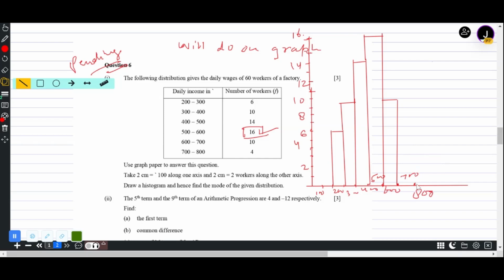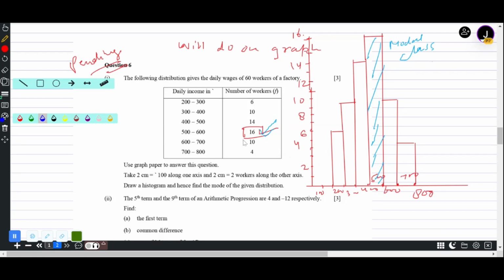What is the mode? Mode is something that appears again and again in a data distribution. Something which has maximum frequency, which has frequent reoccurrence, which is prominent, is called mode. So what is the prominent class here? Which has 16 frequency. That is the most visible, most frequent kind of daily income data set. So we have marked that as the mode class. Mode is 16.